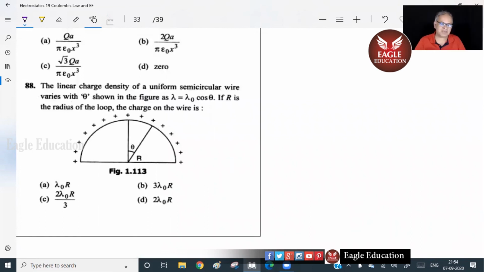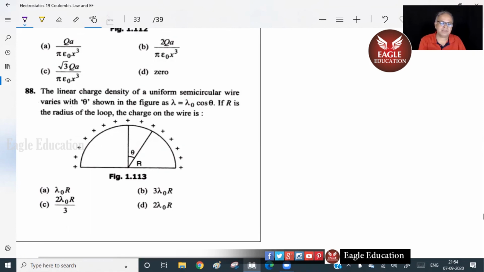This is just before, in the previous class we did. Charge in the wire is very simple. It's not even electric field. What do you say? Lambda equals what should I write? dq by dl or dx, whatever. Isn't it?